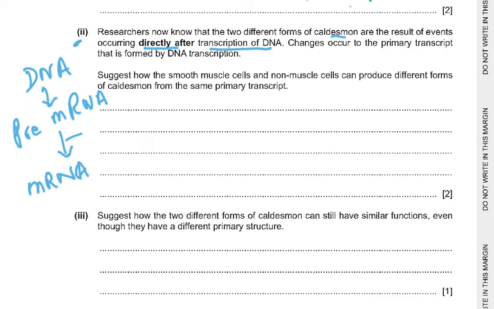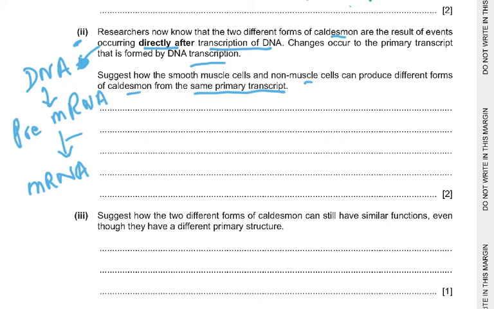So what you've got to understand is that changes occur to the primary transcript that is formed by DNA transcription. Suggest how the smooth muscle cells and non-muscle cells can produce different forms of caldesmon from the same primary transcript. So the DNA is the same. But then what happens in pre-mRNA? Some changes occur. So the first thing is differences owing to RNA or gene splicing, removal of introns. Then second, exons are joined differently in a different combination, and the mRNA formed is different.